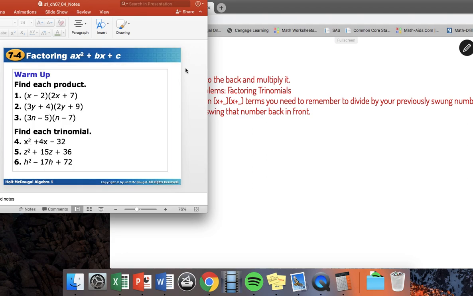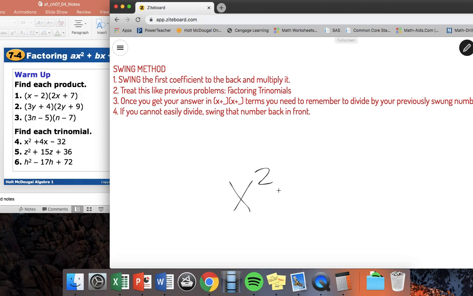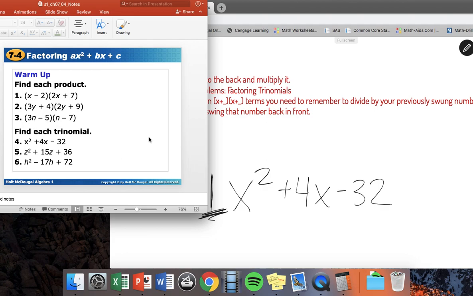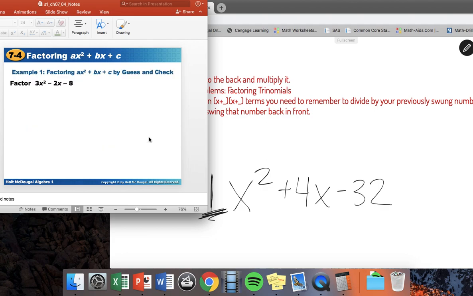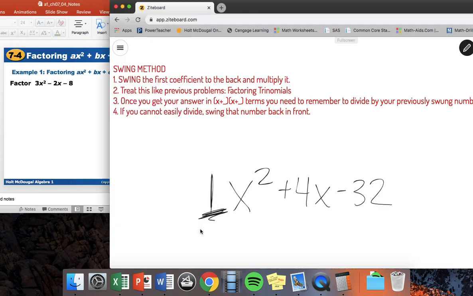So notice all our previous, right? Here's your warm-up, but all of our previous problems look like this, right? Notice how we do not have a number out in front. We have nothing here. Usually we can just imagine it's a 1. That's all the problems that we've done previously, but now we're going to be working with something that looks like this.